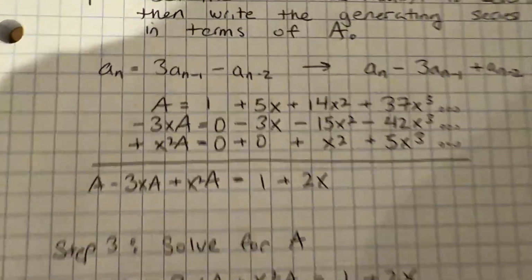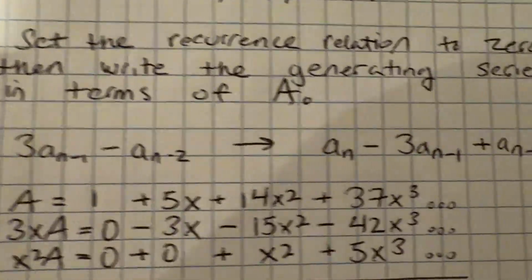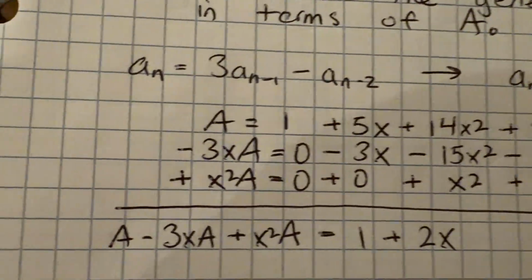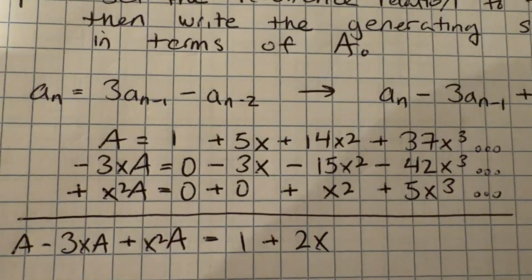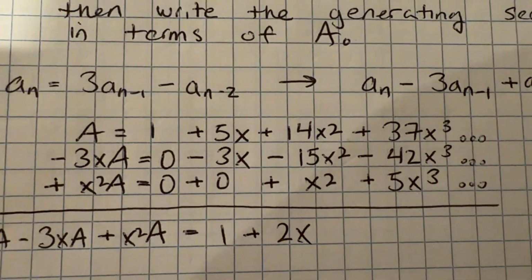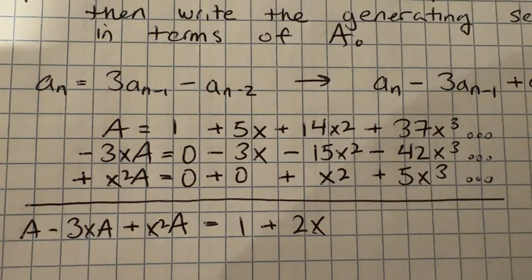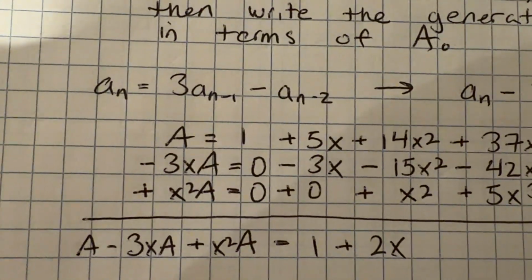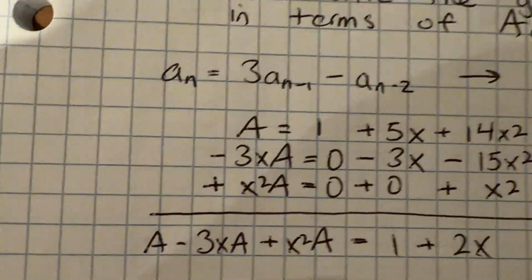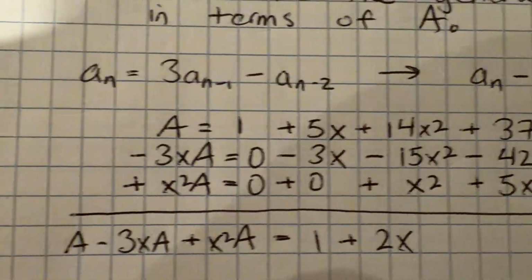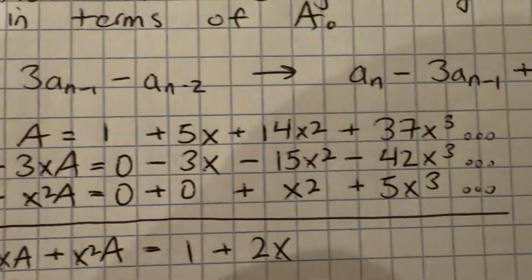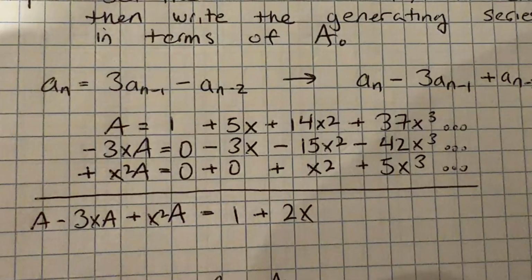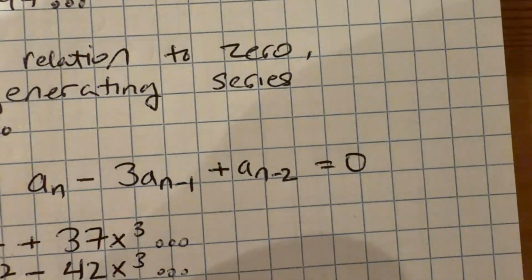And then for our next step, we'll follow the terms for our recurrence relation, which was 3a_{n-1}, and write it out in terms of A, which is -3xA. We'll shift it one position to the right, and then multiply by -3 the terms that are on top. So we'll do -3 times 1 equals -3x, -3 times 5x equals -15x^2, and so on.